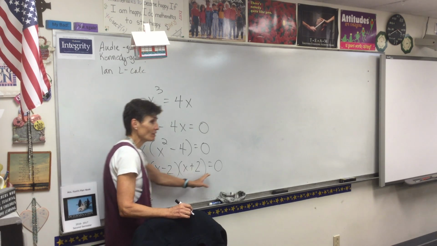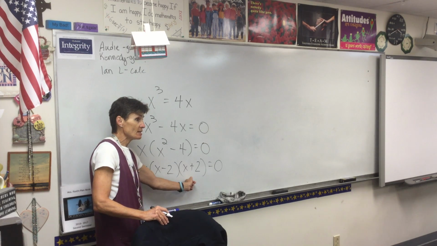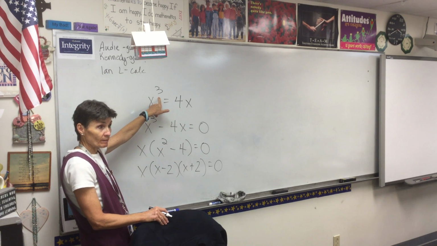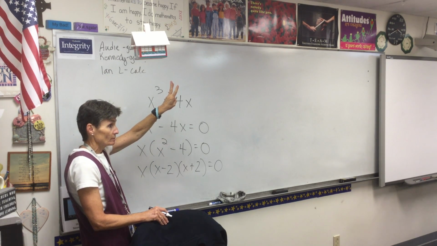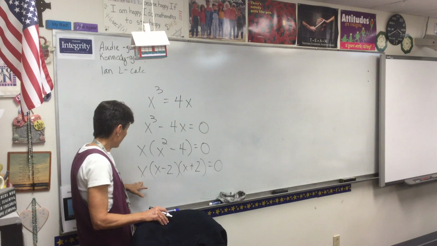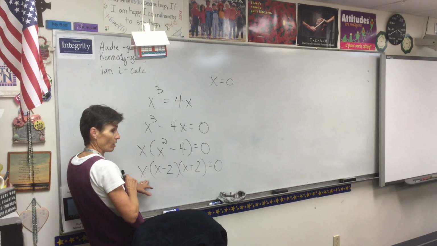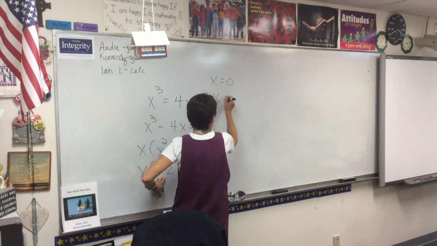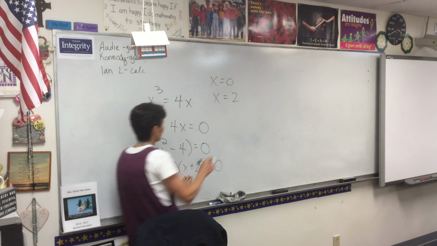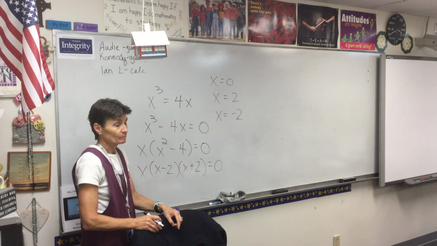Now, once we have it all factored, remember what you do? You set each one of these equal to 0. There's going to be 3 of them because it's a cube equation. Cube equations have 3 answers. Squared equations have 2 answers. So we set them all equal to 0. It looks like x equals 0. So one of my answers is 0. X equals 2. You see how x equals 2 here? And x equals negative 2. So there are the answers to the question.